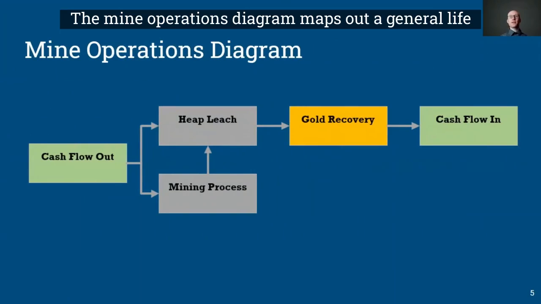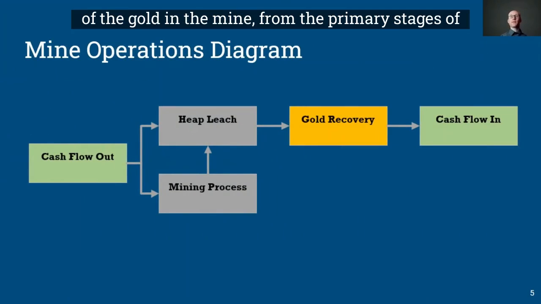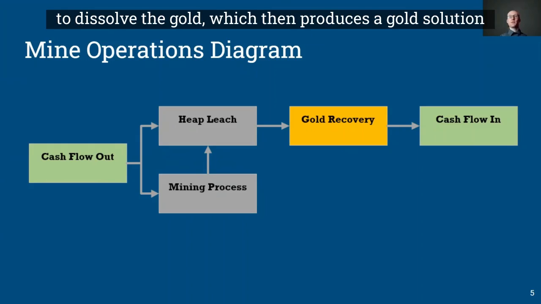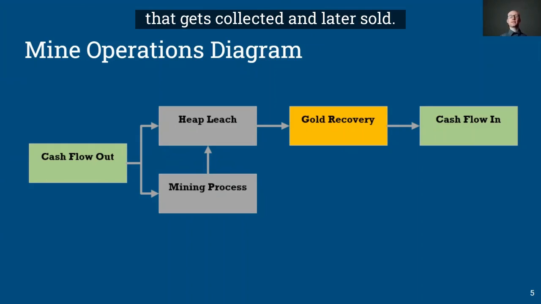The mine operations diagram maps out a general life of the gold in the mine from the primary stages of stripping and removing it, washing it in a cyanide heap leach to dissolve the gold, which then produces a gold solution that gets collected and later sold.